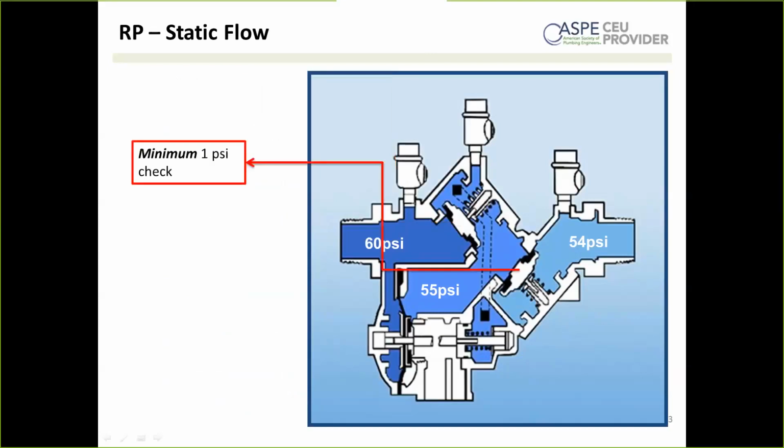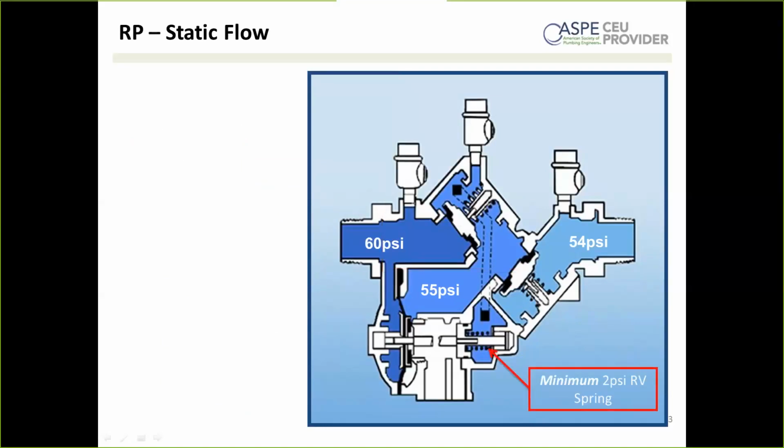Here we have our second check. This is a 1 psi check. So that has that minimum differential pressure of 1 psi across it to open. You can see this with the 1 psi drop off between the zone pressure and the downstream pressure. Finally, we have one more spring, and this is the relief valve spring. This is a minimum 2 psi relief valve spring. This is biasing the relief valve open.